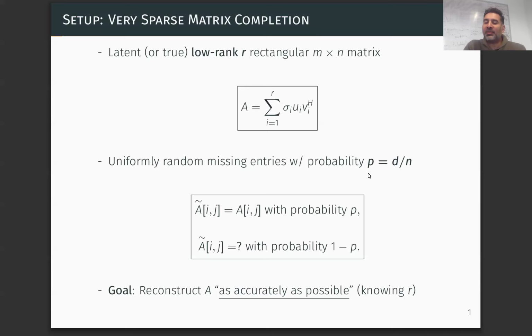The particular problem we have in mind deals with a situation where the knob, which is the probability of observing an entry, is given by D over N. We'll talk about different regimes of this value of P, but what I want to emphasize is that D over N is a really sparse setup, which means that if the matrix size is N by N, we're roughly observing about D entries per row or D entries per column.